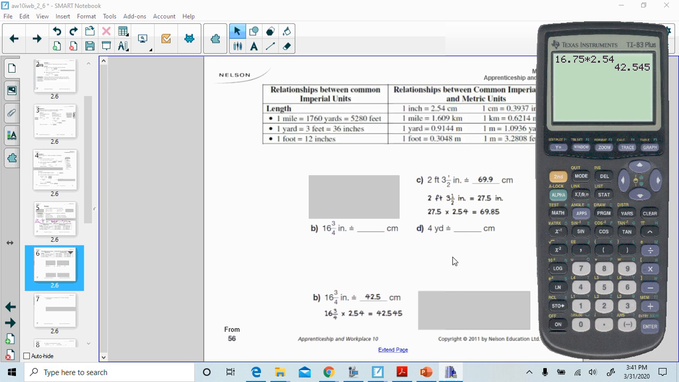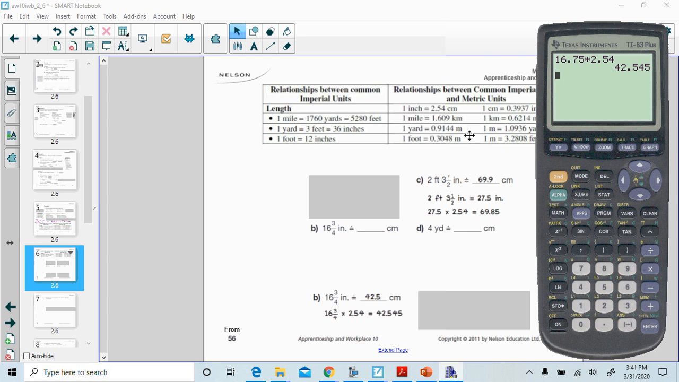Next is 4 yards to about. Keep in mind there's that dot there, so it's about whatever the converter is in this case. So we're going from yards to centimeters, and you can see that 1 yard is about 0.9144 meters. So we can do that and then just divide that by 100.